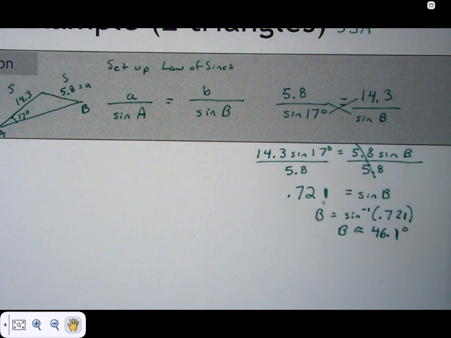Okay, now here's the thing that's tricky about this, and here's what makes it ambiguous. There is more than one angle that has a sine of 0.721. Your calculator only gives you one of them. There is actually an infinite number of angles that have a sine of 0.721. The inverse function is made so that it will be unique and give you only one answer. They limited the domain of the function.